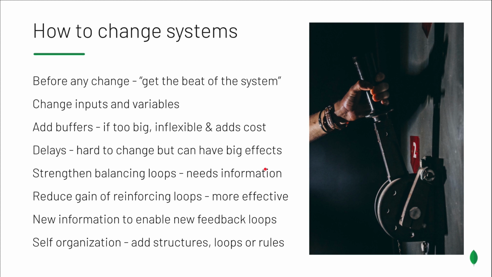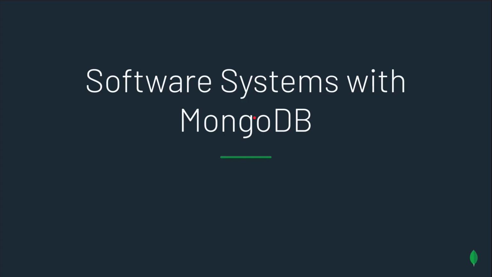You could strengthen the balancing loops. That typically needs good information. You could reduce the gain of the reinforcing loop. Doing this is typically more effective than changing a balancing loop. You could add new information, and that will enable new feedback loops, and this is something that we try to do in MongoDB. Ultimately, you want to build a self-organizing system, adding structures, loops, or rules.